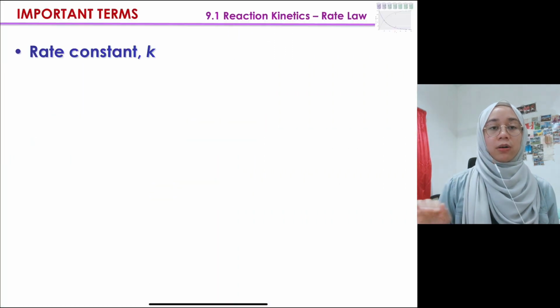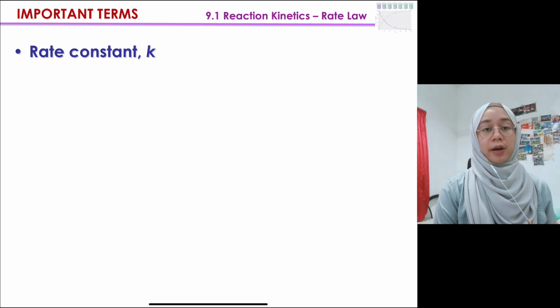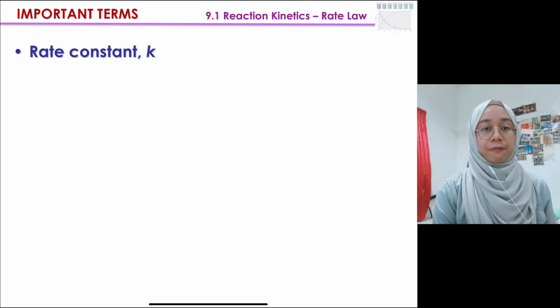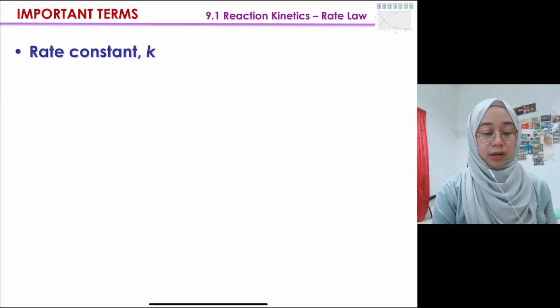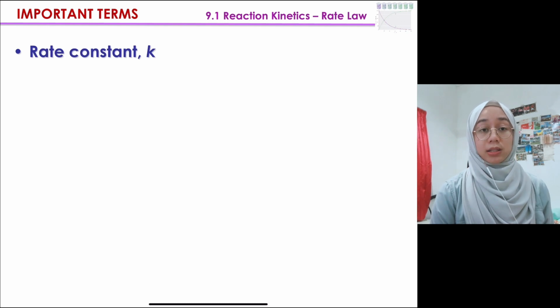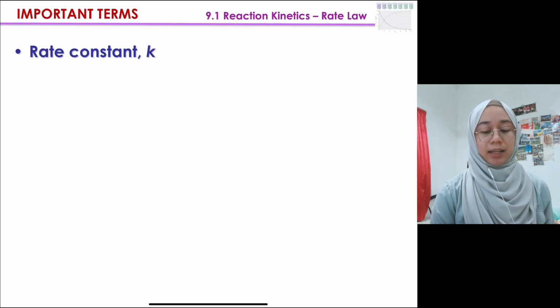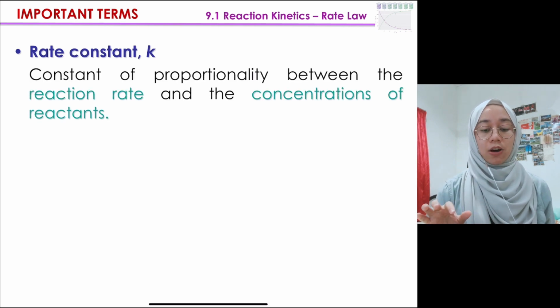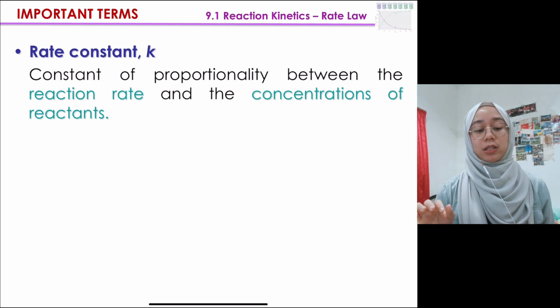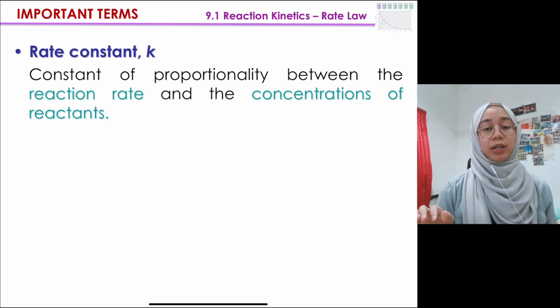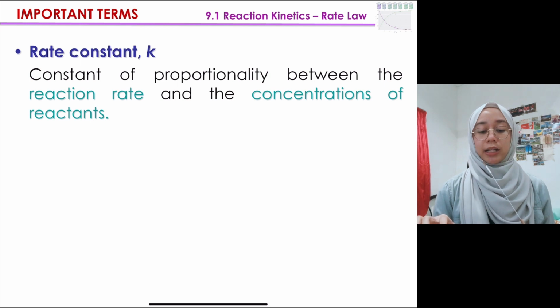Alright, so before we move into the rate law, there are a few terms that you need to learn first. The first one is rate constant, which kita akan denote sebagai k kecil. It is the constant of proportionality between the reaction rate and the concentration of reactants. So ini adalah constant. Nanti kita tengok benda ni dalam rate law punya expression.